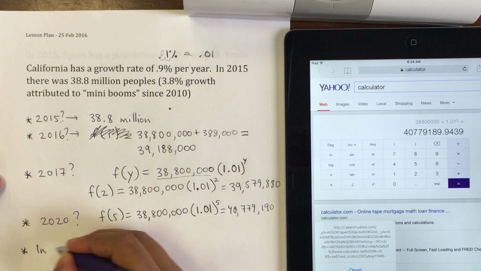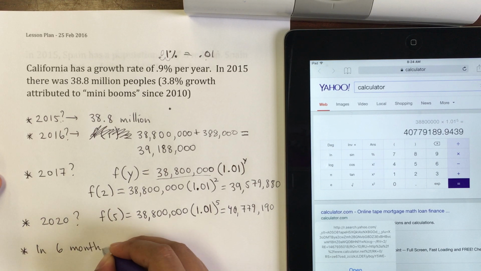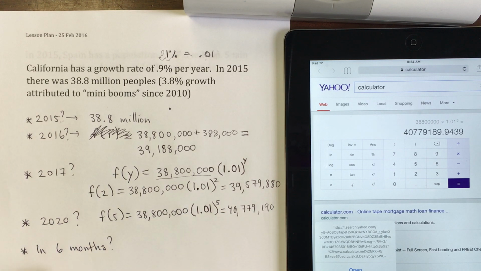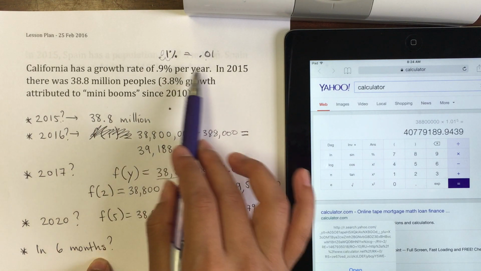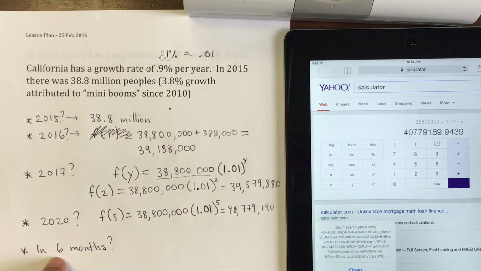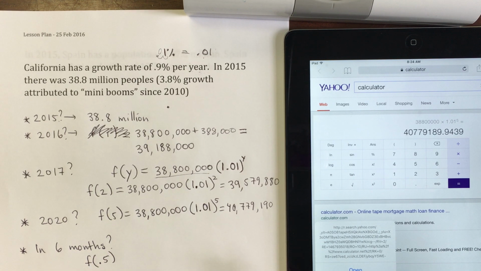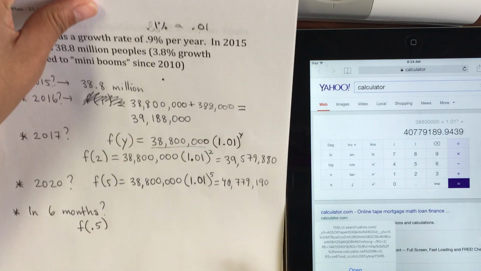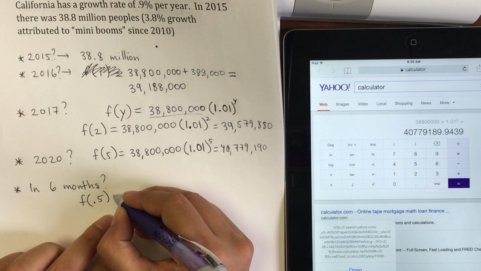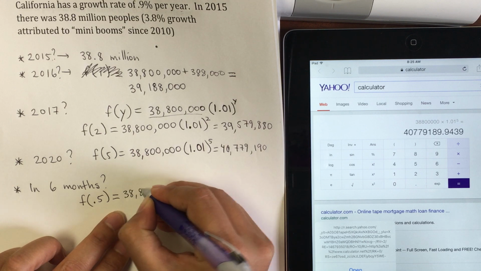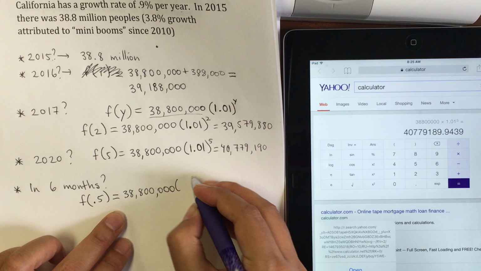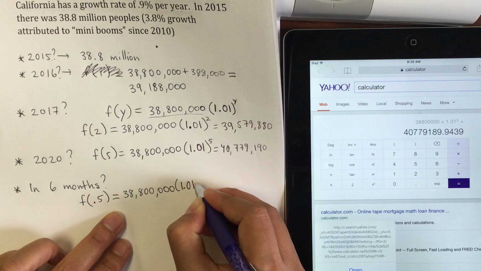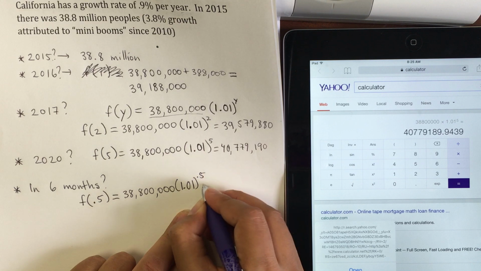Okay, what about 6 months after they take count of the population? Well, 6 months, if the growth is per year, 6 months is 0.5 of the year, so it's gonna be f of 0.5 or f of 1/2, both are correct. So f of 0.5 is equal to the initial point times the base, which is 1.01, to the 0.5.